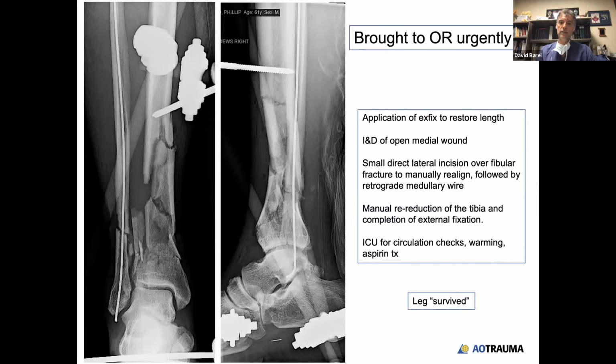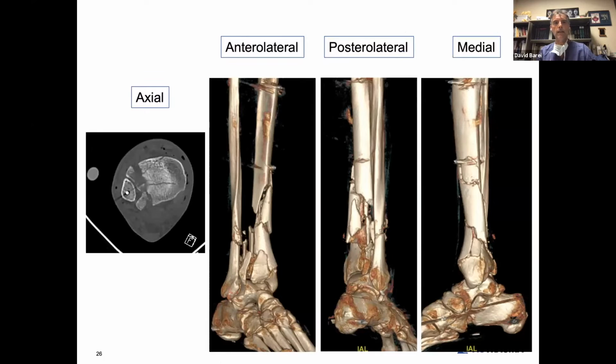And then he goes to the ICU for circulation checks and warming and some aspirin. And of course, his leg perks up and everything is pretty good. And so here he is for me now.